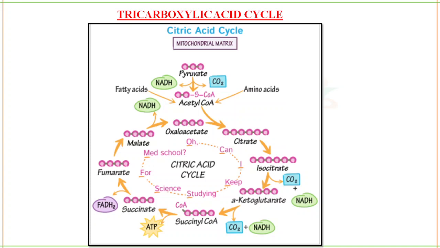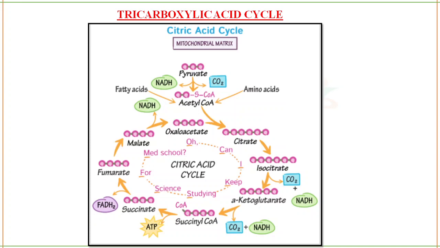So it starts from acetyl CoA, which interacts with oxaloacetate to give you citrate. Citrate will get converted to isocitrate, from isocitrate to alpha ketoglutarate, from alpha ketoglutarate to succinyl CoA, from succinyl CoA to succinate, succinate to fumarate, fumarate to malate, malate to again oxaloacetate.